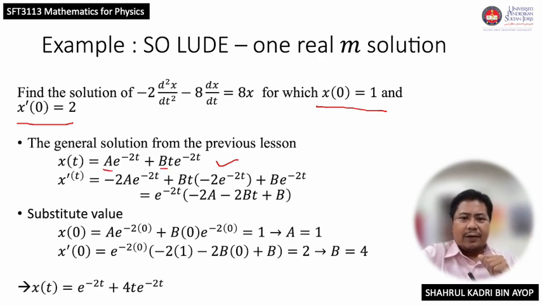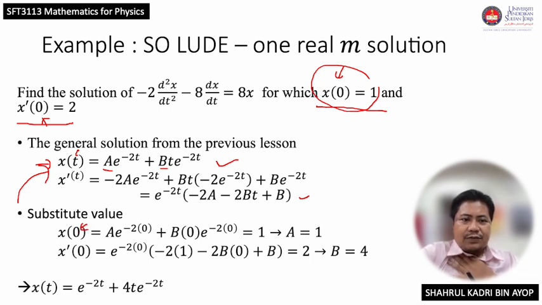Next, you have to take the first derivative because you are given this condition. So you take the first derivative of the general solution, and then you rearrange it into the simplest form. Then you use this information and substitute t equal to 0, and x equal to 1.